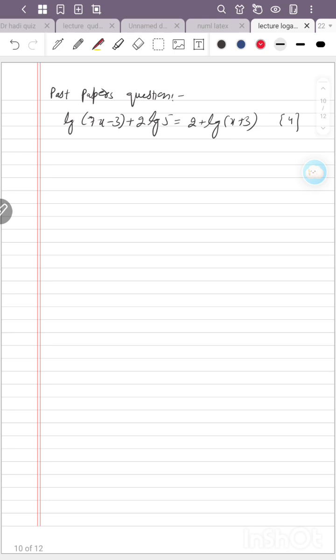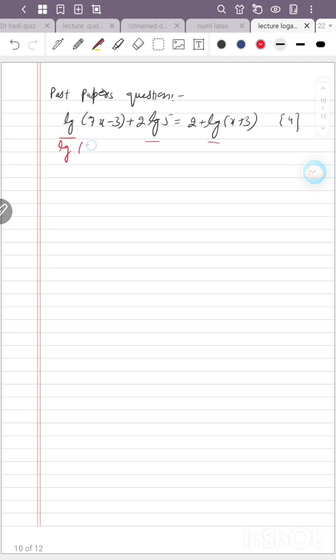We have a past paper question. It is a 4 marks question. lg means log base 10. lg, log base 10. How do we solve this question? First we have to apply the power rule to 7x.